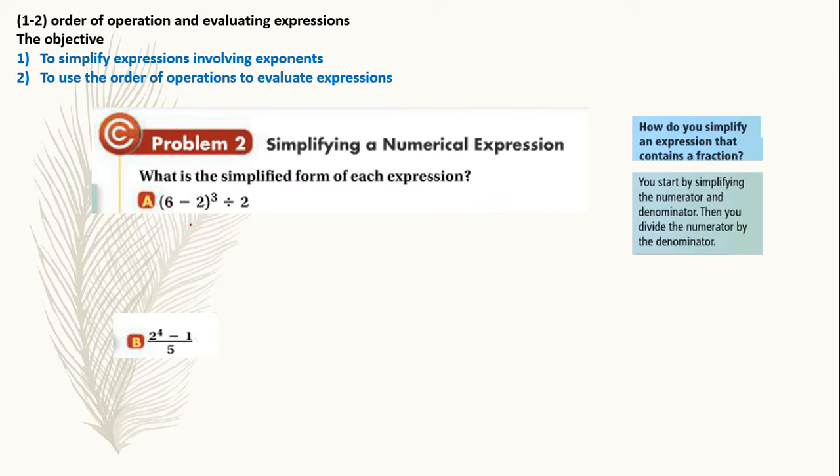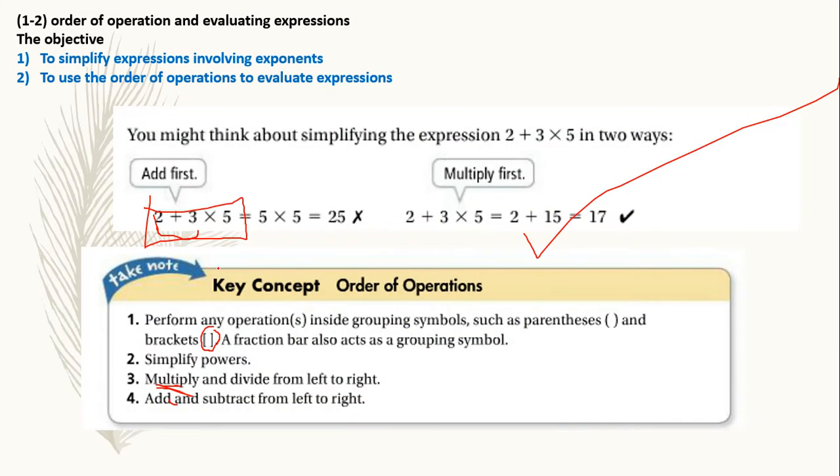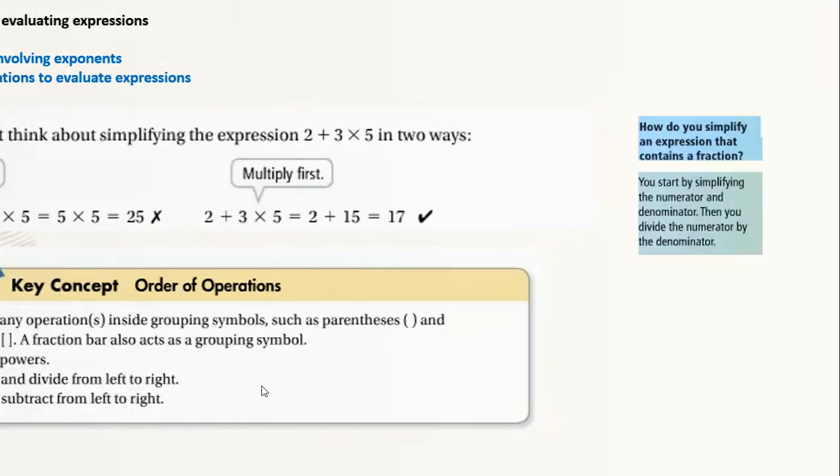So 6 minus 2 is 4, to the power 3, divided by 2. So we have to do first the powers, then the division. If you remember the key concept that we had here, the powers, then the division and multiplication. Division and multiplication are on the same level.